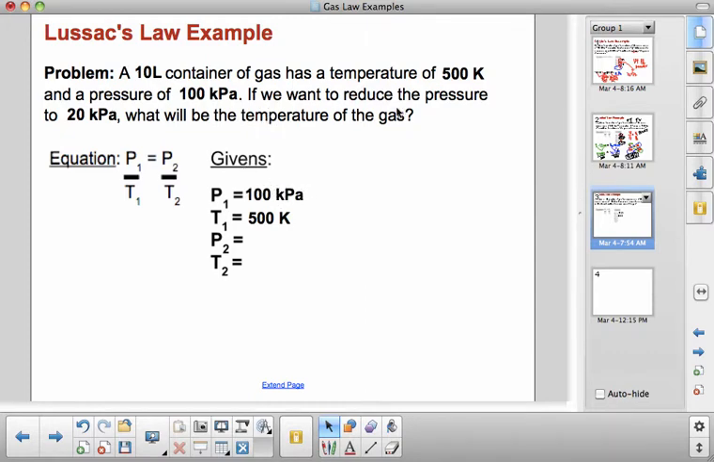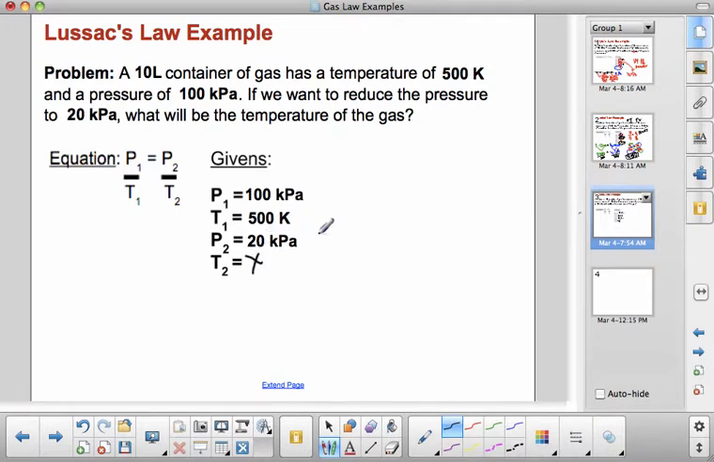Now, in this problem, they're saying that we want to reduce the pressure down to 20 kPa. So that's going to be my P2, reducing it down to 20 kPa. And then they're asking us, what temperature do we need to have that gas be at so we can have that pressure? So we're going to be solving for this T2. That's what we don't know. All right, so let's take the numbers, plug them into an equation, and solve for T2.